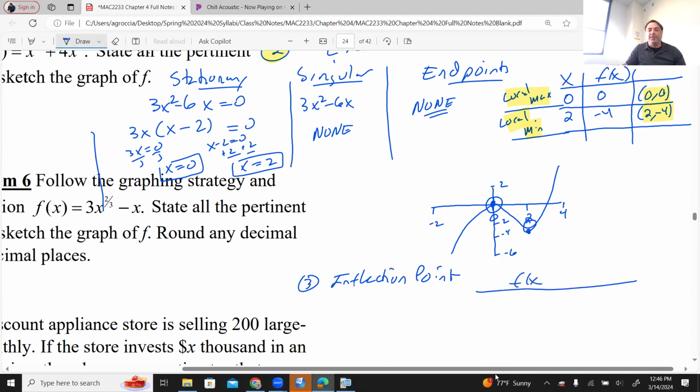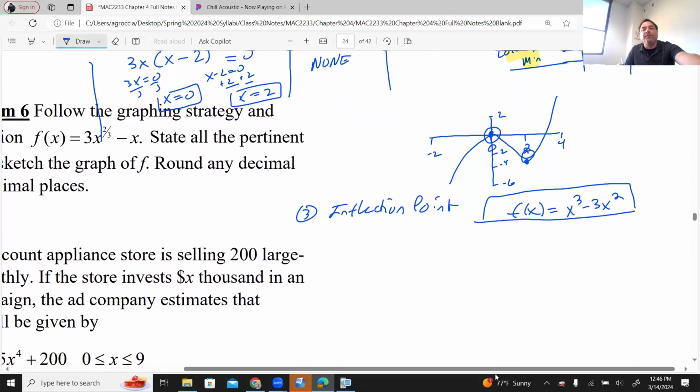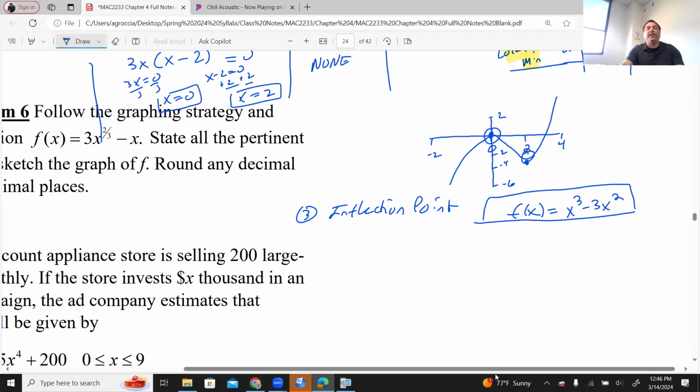The original is x cubed minus 3x squared. Now, you don't have to make a new graph. We're just going to verify using the same graph, find the inflection point. Could be more than one, we'll see. And then use the graph to see if it is an inflection point, and that will help us analyze a graph.